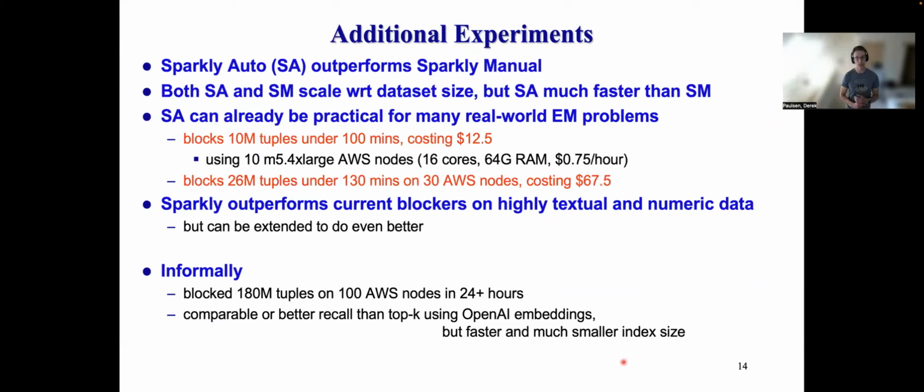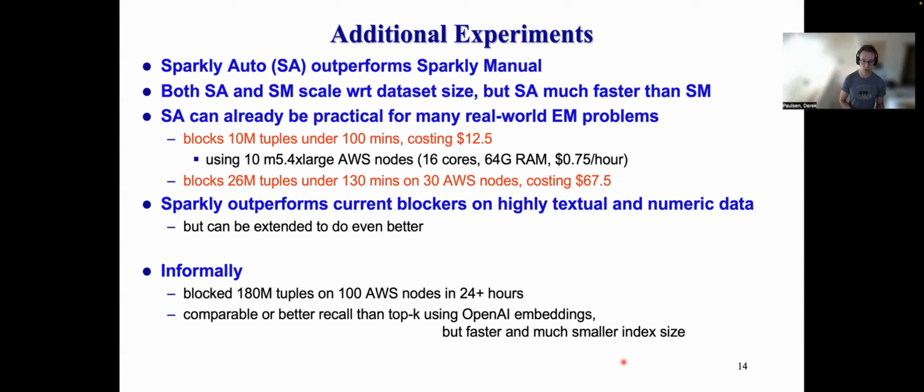We, of course, ran many other experiments for this paper, and I'll summarize a few more key ones here. We found that Sparkly Auto outperformed Sparkly Manual, and while both scale with respect to dataset size, Sparkly Auto is much faster. Sparkly Auto can also be practical on many real-world entity matching problems. We were able to block 10 million tuples in under 100 minutes on 10 nodes for less than $13, and we got similarly good results on 26 million tuples.